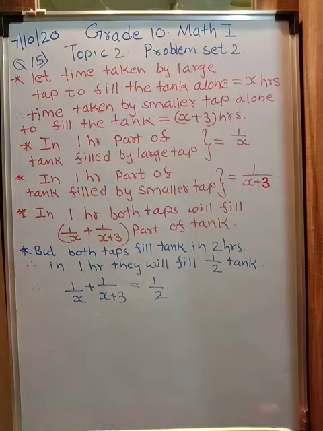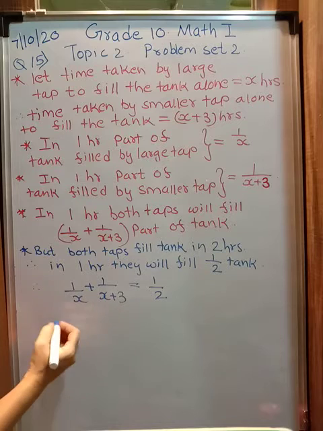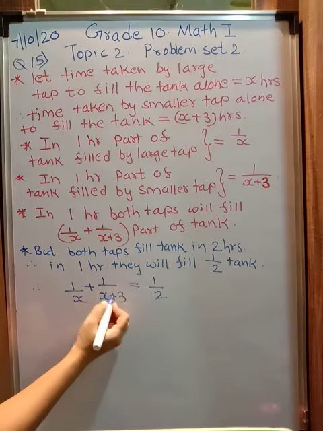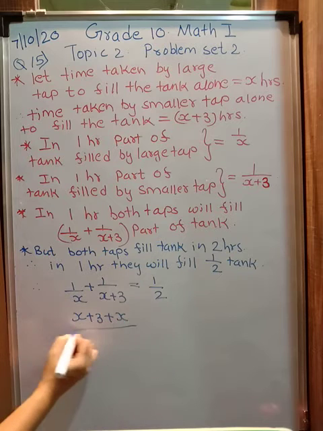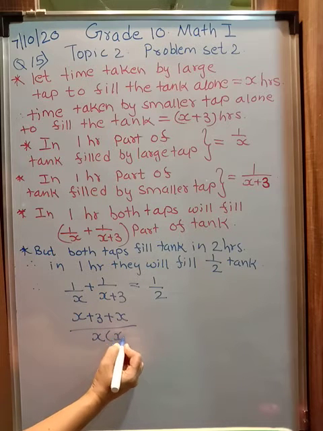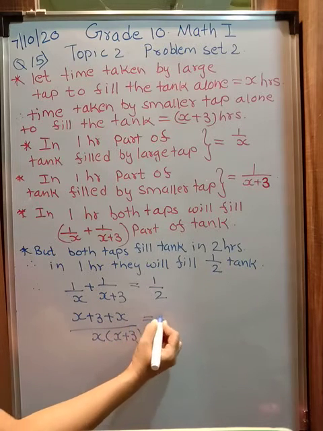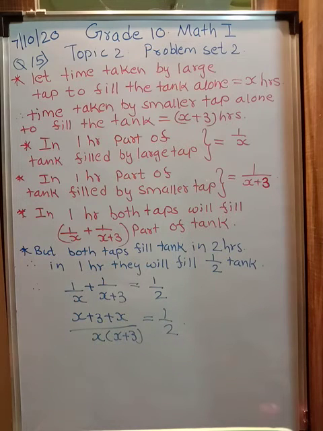Okay. Now let us work it out over here. So cross multiply. You have x plus 3 plus x upon x into x plus 3 is equal to 1 by 2. I hope it is clear what we are doing. Everybody okay? I am erasing this portion of the board. Please pause the video and take it down. Okay?